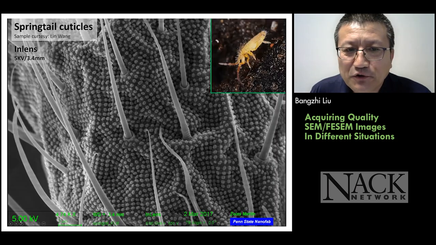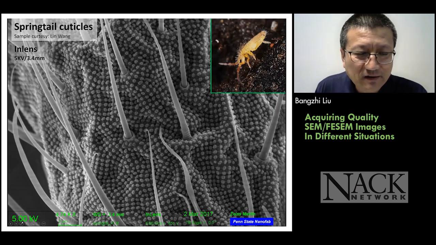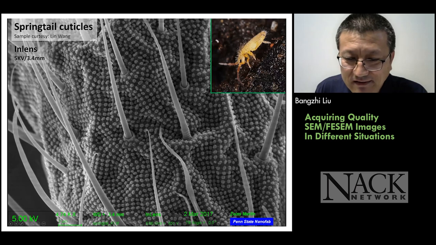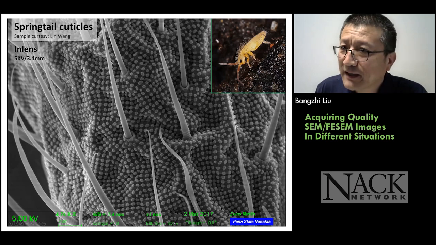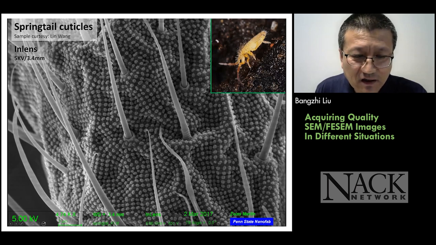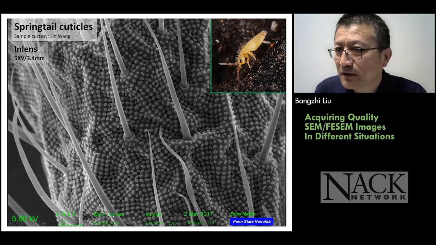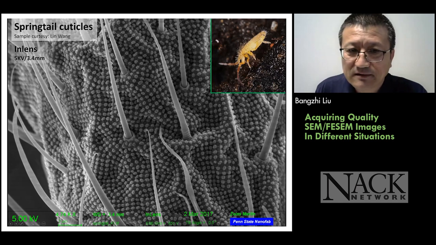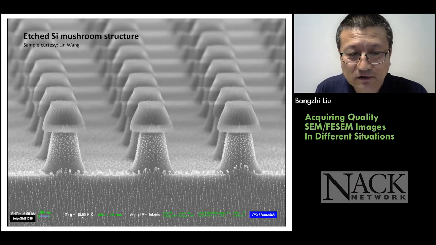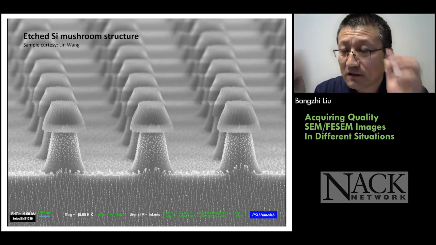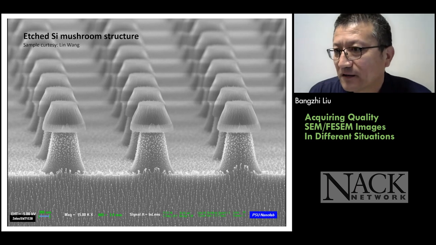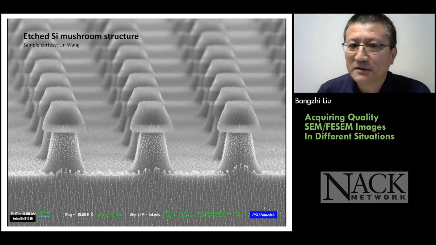But anyway, if you look at the picture, to get a good image you need a certain beam voltage, a certain working distance, and you also need to pick the detector. For this one, I used the in-lens detector: 5 kV, 3 millimeter working distance, in-lens. It's similar here: 5 kV, 4 millimeter, and in-lens. These are very typical conditions we use to start SEM.